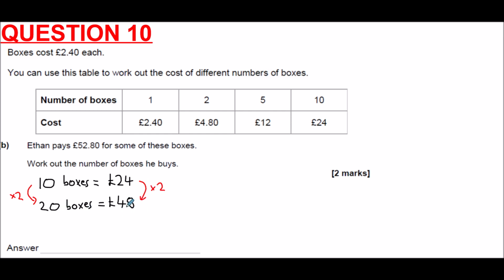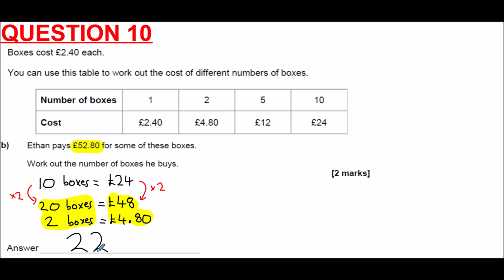20 boxes is £48, but Ethan spends £52.80. So this is only £48. To go from £48 to £52.80, that's an extra £4.80. And so how many boxes would be £4.80? Because 48 plus £4.80 would give us a total of £52.80. So from this table we can see that 2 boxes would be £4.80. So £52.80 is the total of £4.80 plus £48, and in terms of boxes, that's 20 boxes plus 2, and 20 plus 2 means 22 boxes. So the answer in terms of how many boxes he buys is 22.